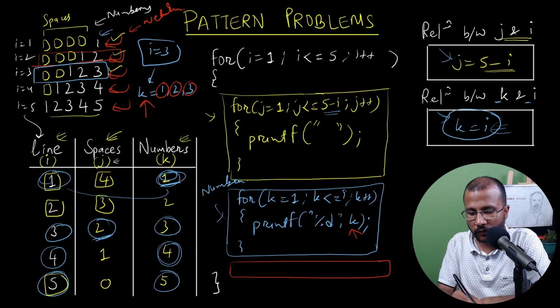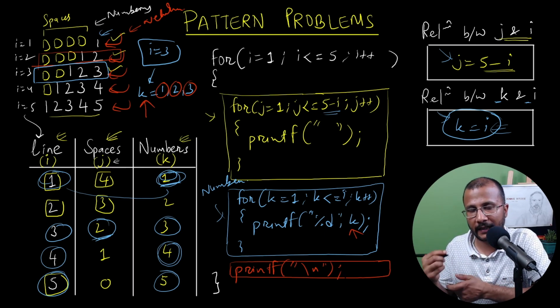And then finally, once the numbers are printed, I need to write a simple printf, because this printf is not repeated. This is a printf that will print a new line character. I just need to print exactly one new line character in each line. So I just have this printf and there is no loop around it.